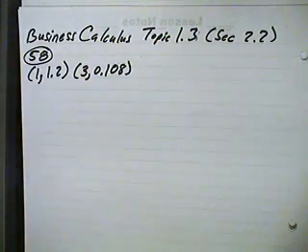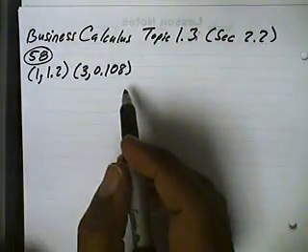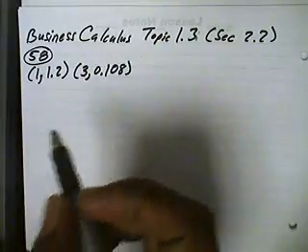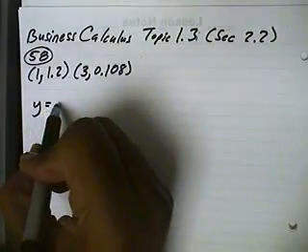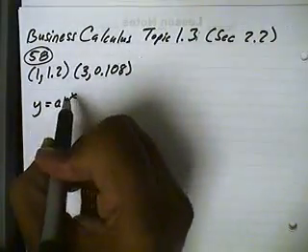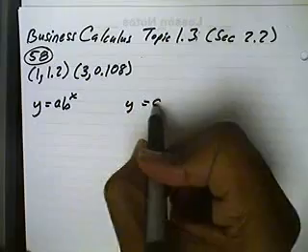This is Calculus, Topic 1.3, from Section 2.2, number 58. We want to convert this into an exponential function. So what we do is we introduce two exponential functions. For these 2 points, y equals a times b to the x, and again, y equals a b to the x.